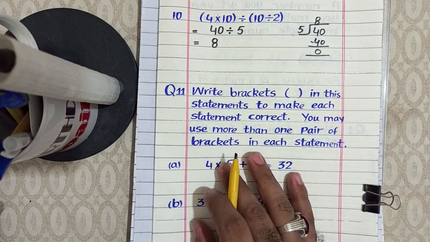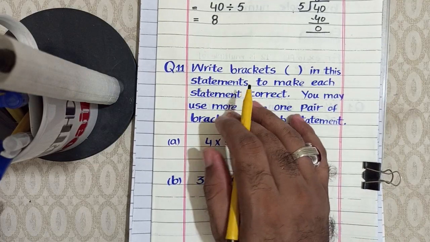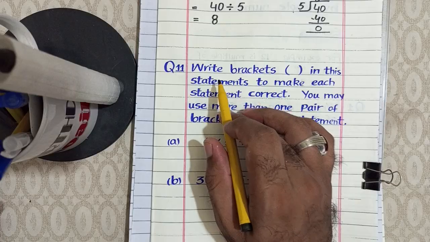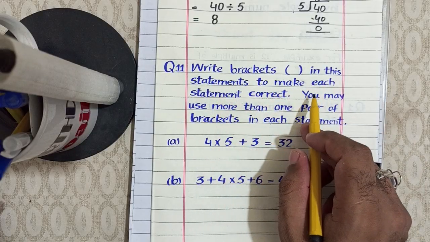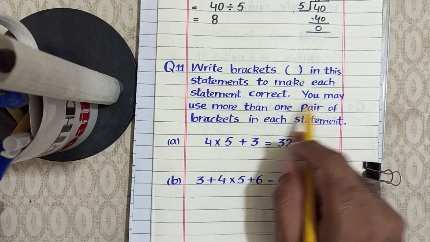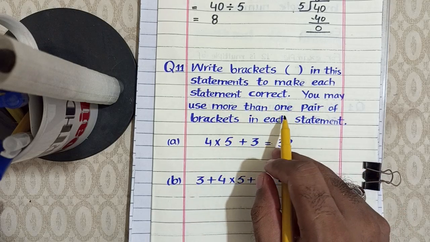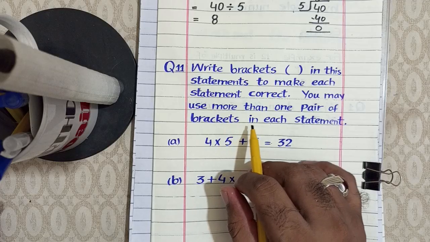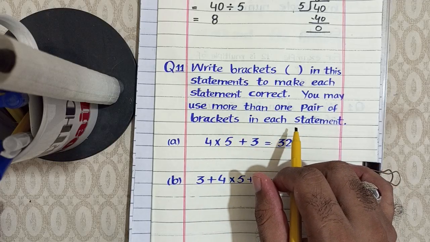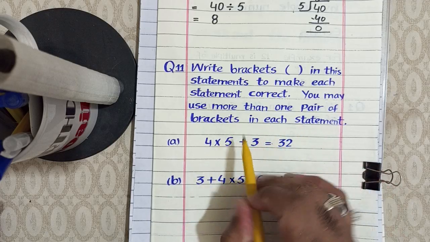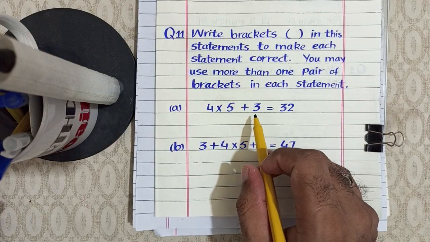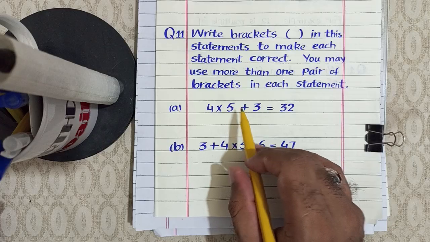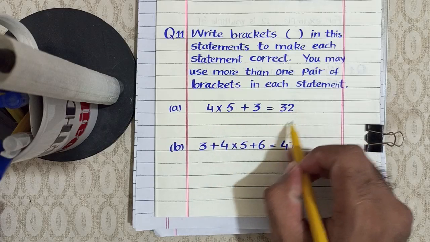Our next question, question 11. In question 11, we have to write brackets in the statement to make each statement correct. You may use more than one pair of brackets in each statement. So our first statement is 4 multiply 5 plus 3. So we use brackets to make the statement correct.